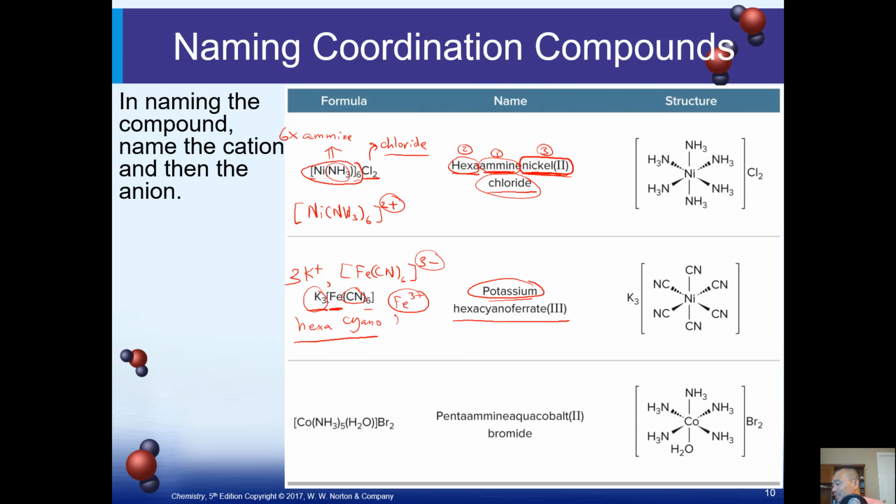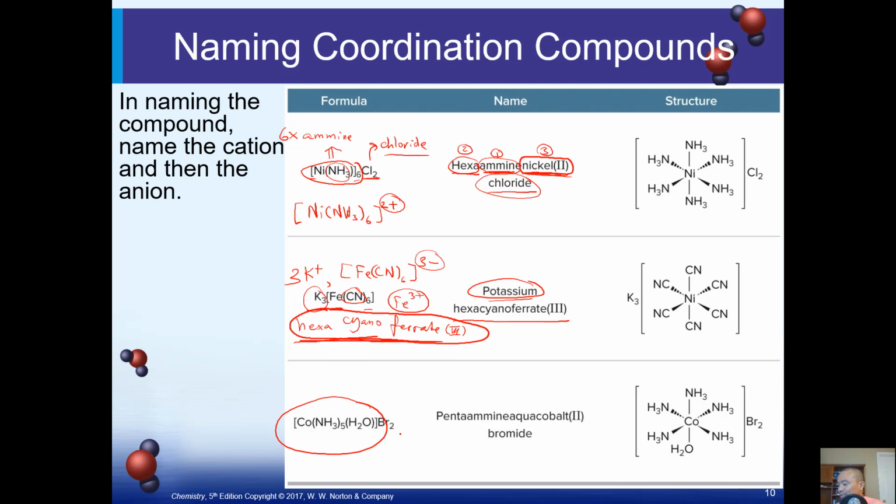So that's why you get the name ferrate 3 rather than iron 3, because this metal ion is a part of the anionic complex ion. All right. So you can actually look at the next in a similar fashion.